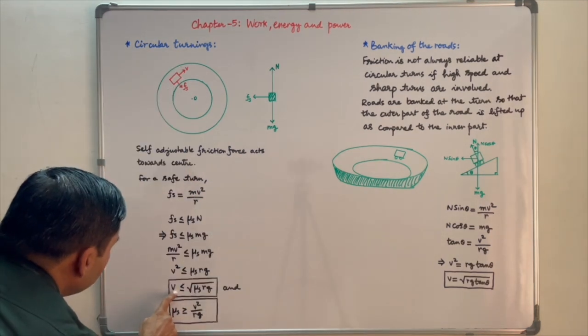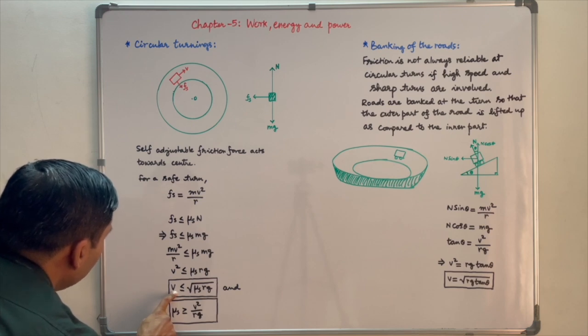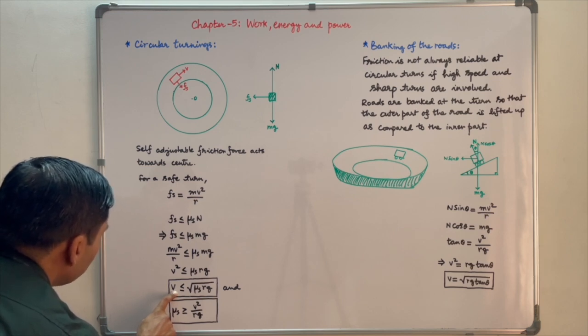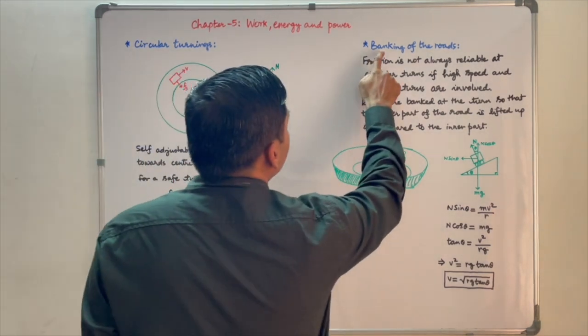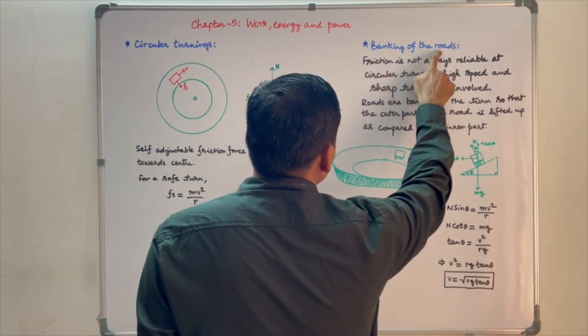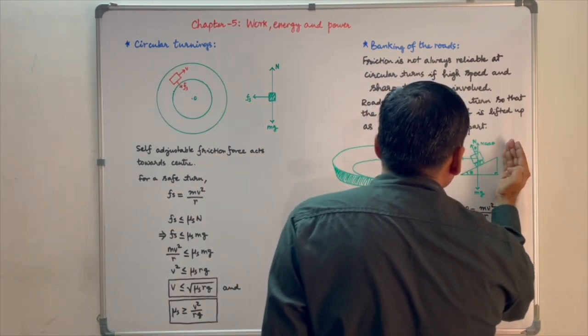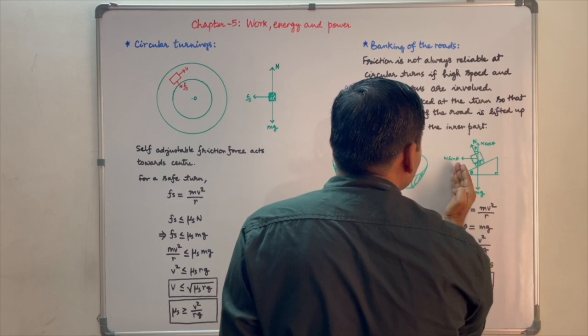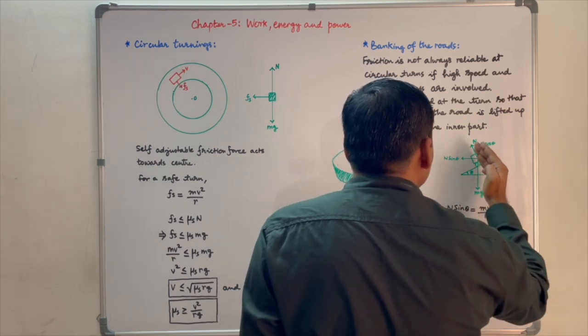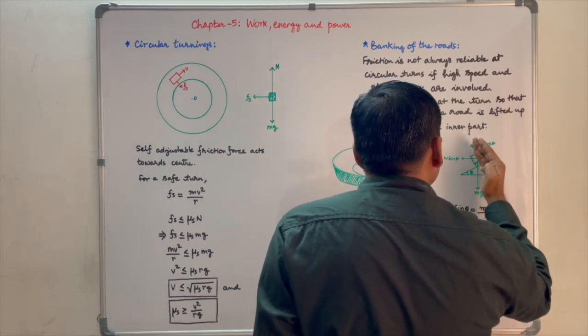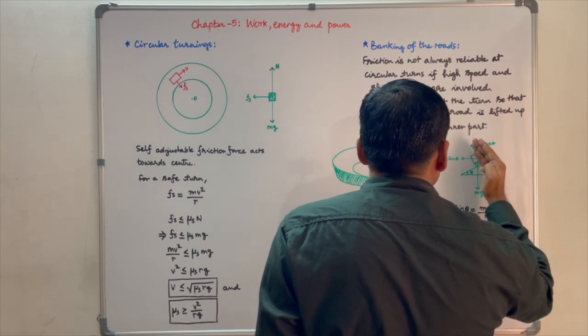Let us understand banking of the roads. If the speed of the vehicle is more than this and turns are sharp, as usually happens on hill roads, then friction force alone is not sufficient to stop the tires of the vehicles from skidding. There must be some other provision, and that provision is banking of the roads. In banking of the roads, the outer part of the road is somewhat lifted as compared to the inner part of the road, so that vehicles moving on the circular path look a little bit tilted towards the center.